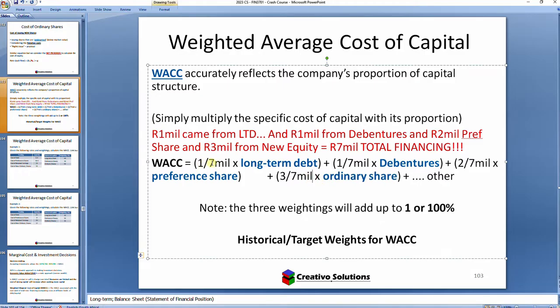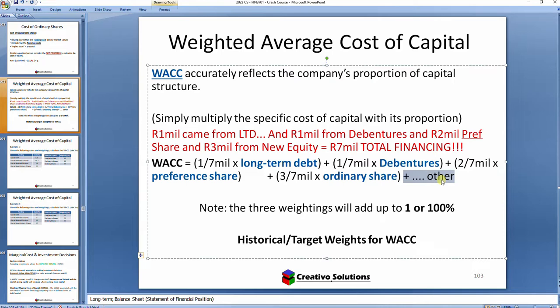The weightings are generally quite easy to calculate. If they give you rand amounts, then please do it that way. Show the total over the amount. If they give you percentages, maybe 10%, 20%, 30%, all of it will add up to 100. There could be others as well. If there are more, then split it. Show all of it. But they'll guide you in the question. I haven't seen more than 4. I've seen long-term debt, debentures, pref shares, and ordinary shares in one question. I haven't seen more than that in any of the past papers. So I doubt you'll have more than 4, but it is a possibility.